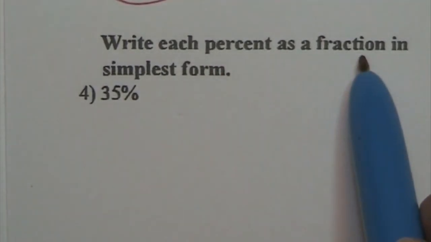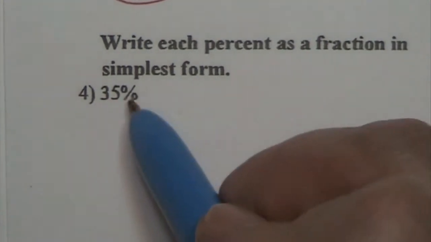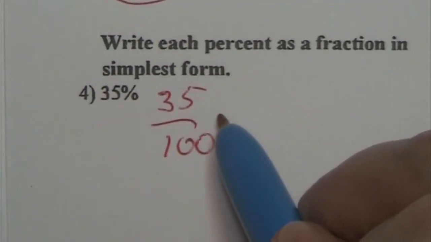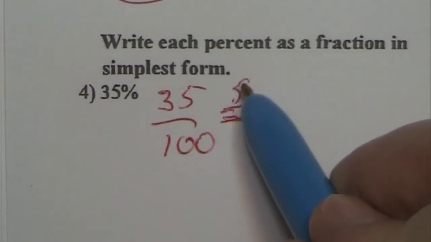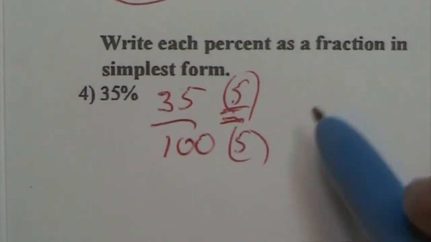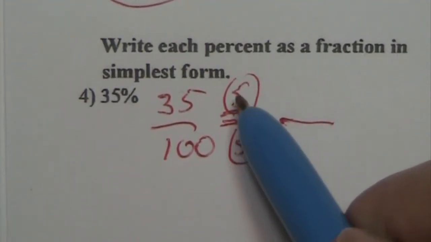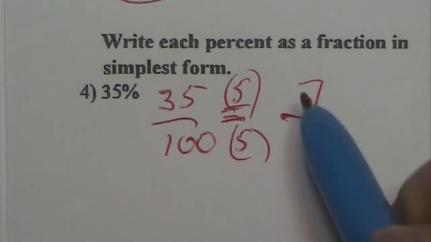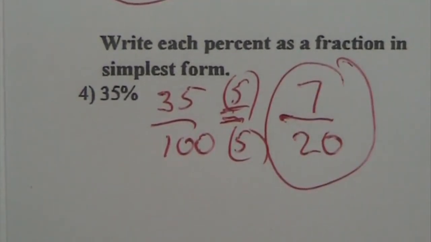Next, we write each percent as a fraction in simplest form. So percent means out of 100. And let's see, what will go into both those? I know 5 will go into both of those. So I'm going to scale it down by 5. Let's see. 5 goes into 35 7 times. 5 goes into 100 20 times. So that's it. 7/20.